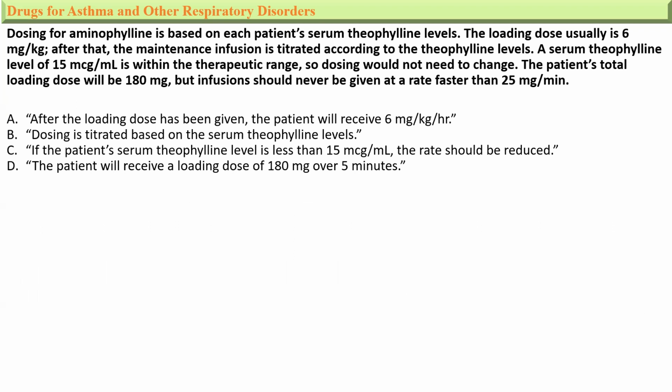Now, this question is about aminophylline, which is a methylxanthine drug. The dosing for aminophylline is based on each patient's serum theophylline levels. The loading dose usually is 6 milligrams per kilogram, and after that, the maintenance infusion is titrated according to the theophylline levels. This is another reason why these drugs are not as widely used as in the past. A serum theophylline level of 15 is within therapeutic range.